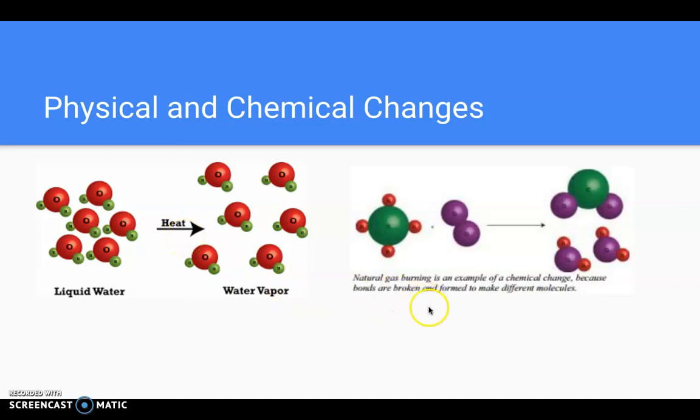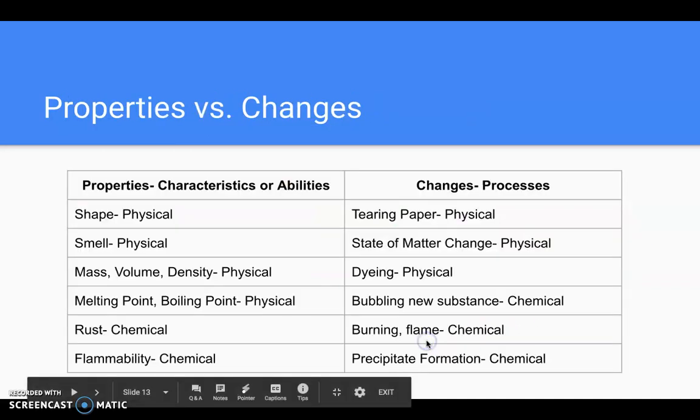Now, natural gas burning is a very common example of a chemical change. If you notice, we have two types of molecules here. And when the change occurs, this arrow always represents a change. And when this change occurred, the molecules rearranged themselves and formed new substances. That's always an indicator that a chemical change has taken place.